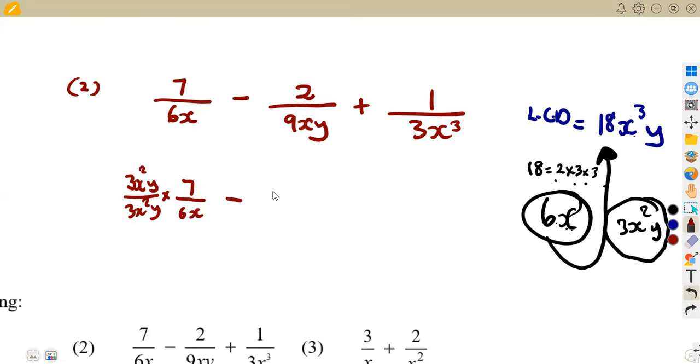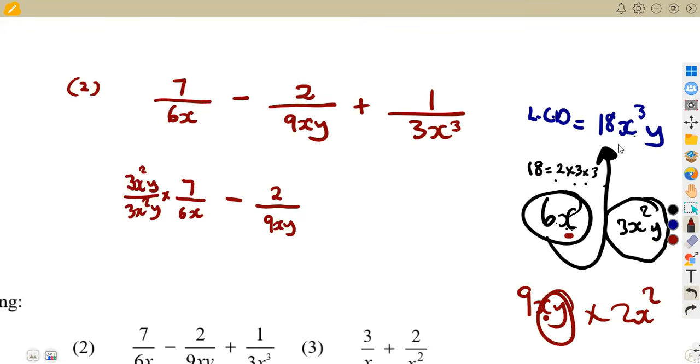Minus, we go to this term, we've got minus 2 over 9xy. We want to have this as 18x cubed y. So what is missing on this 9xy? Okay, let's start with the numbers. How can we make this to give us 18? We are supposed to multiply by 2. 9 times 2 is 18. X, like I said for 6, we're going to multiply by x squared. Already we have the y here, so this is what we only need, 2x squared. If you multiply this by 2x squared, it gives you the LCD.